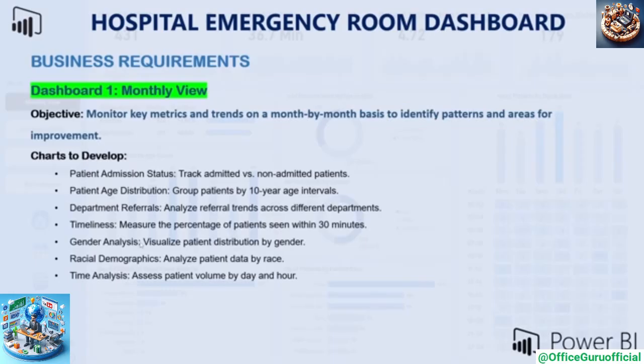Then the gender analysis we have to do, where we have to distribute the patients by gender. Okay. Then the racial demographics is nothing but, based on the race of that particular patient, we will see. Then the time analysis, which is the most important, where we have to see the volume of patients visiting that particular ER room by day and by hour, right? So this is what we are going to design in our first dashboard, which is nothing but the monthly view, right?